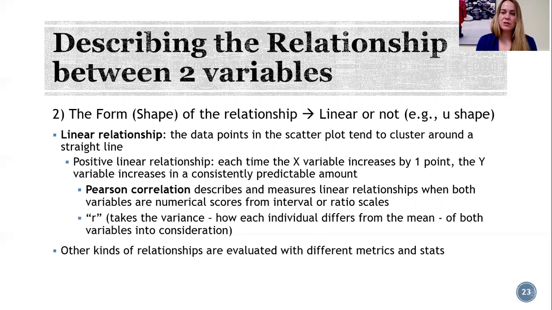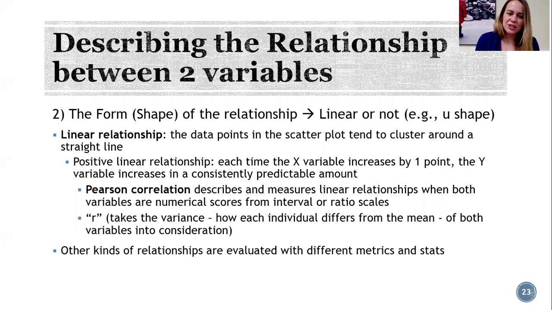So it describes and measures linear relationships when both variables use numeric scores, using interval or ratio scales. And what we get from this is what's called an R value. We usually write it as a small r. This is basically a statistical test that looks at the variance among both of the variables, looking to see how much each person's score varies from the average of everybody. And it looks at the variance for both of the variables to see how consistent it is.